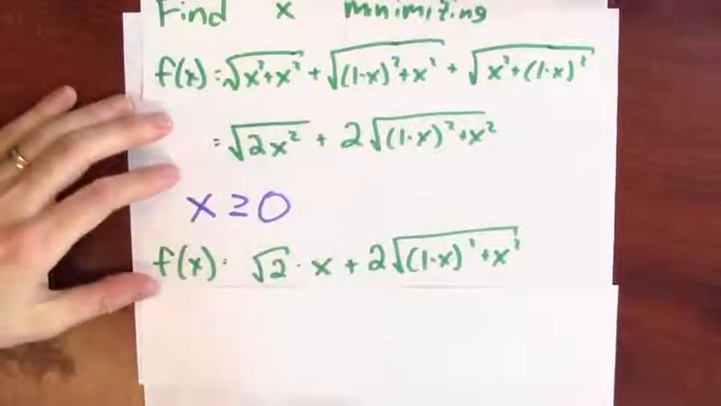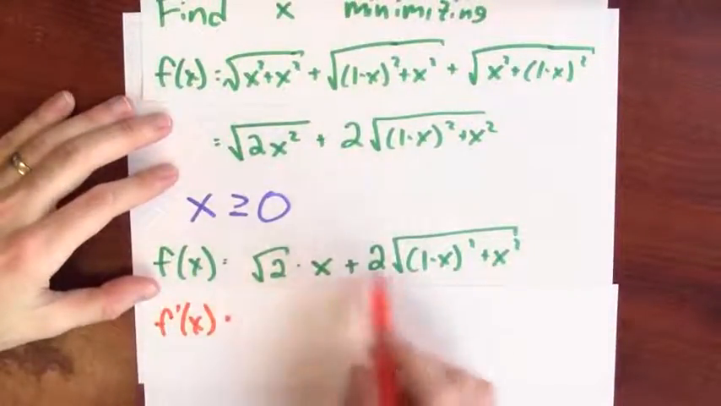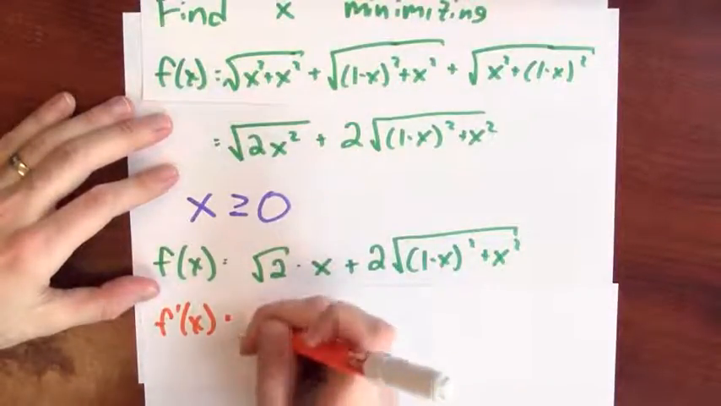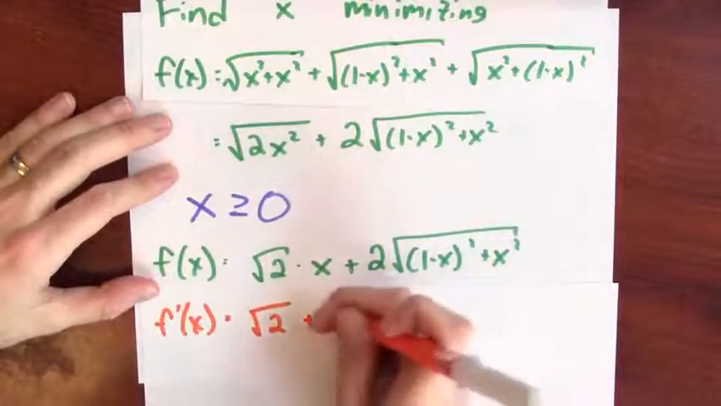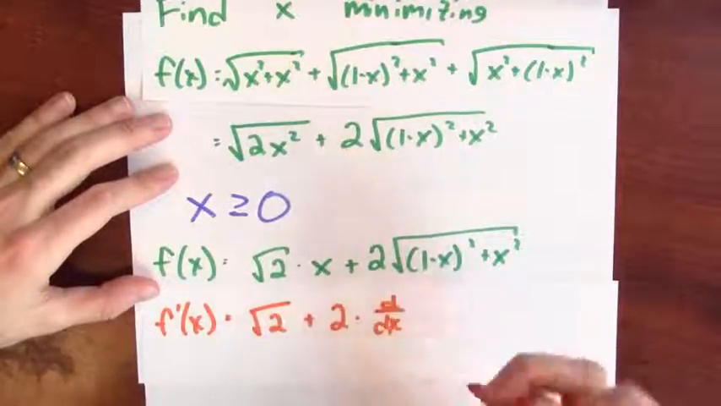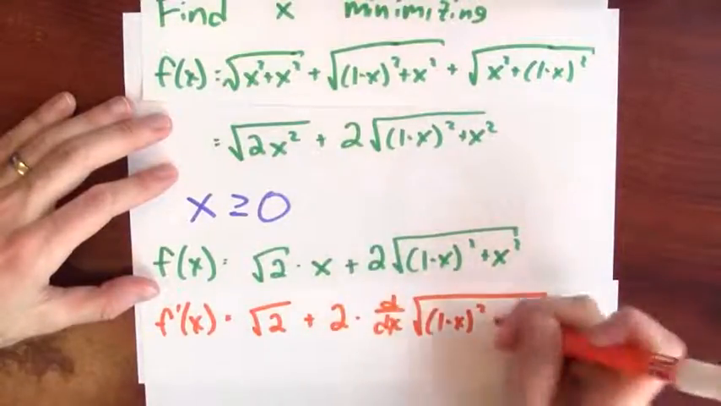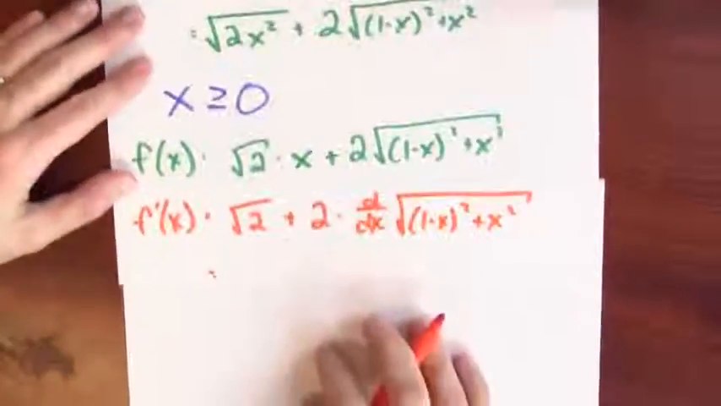I want to differentiate this. F prime is, well, it's the derivative of a sum, which is the sum of the derivatives. So I first differentiate square root of 2 times x. That's just the square root of 2 plus, it's 2 times something, so it'll be 2 times the derivative of that thing, which is the derivative of 1 minus x squared plus x squared all into the square root. All right, and now I can keep on going here.